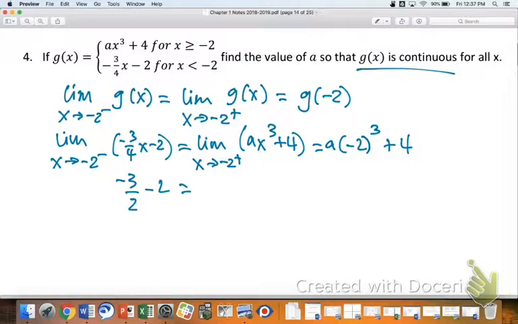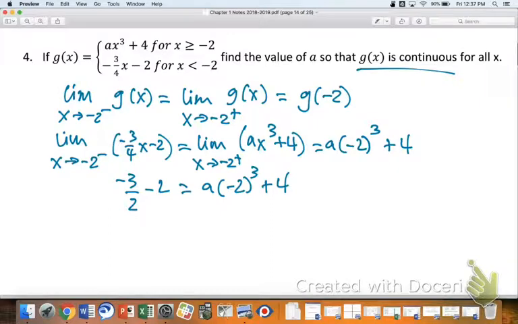And that would have to equal a times negative 2 cubed plus 4. You guys notice how that's the exact same thing as the third piece? So I could write that again if I want to, but it's redundant, so I don't really feel compelled to write it a second time. So at this point, what we have here is a nice, pretty handy linear equation to solve for a.